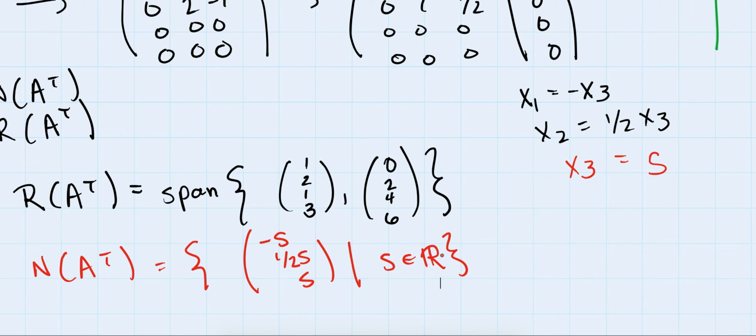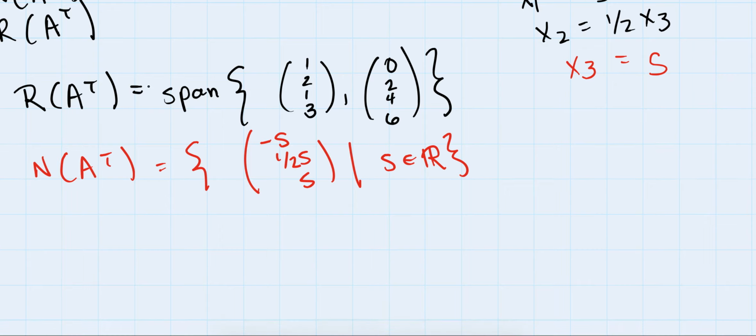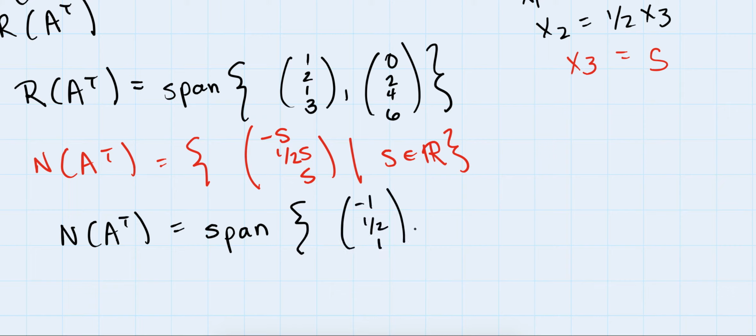Again, we can find a basis for this. So the basis is actually, it just has one vector. So it's the span of negative 1, 1/2, 1. Okay, great.